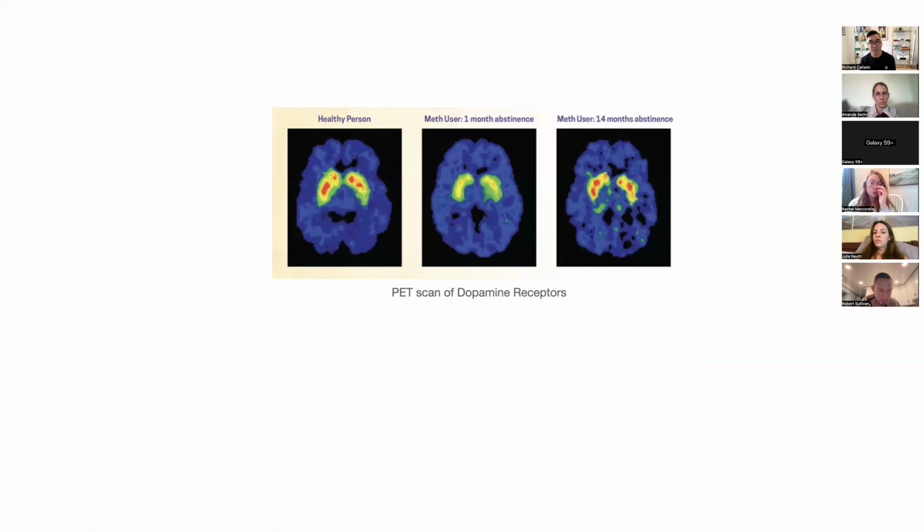This is a PET scan of patients who have methamphetamine use disorder. So notice how a healthy person, right? Look at the brain there and look at what happens after 14 months of abstinence. It kind of goes back to the way it was. So what I usually tell patients is, even if you've been abstinent for a month, you're not going to see the full benefit just yet, right?